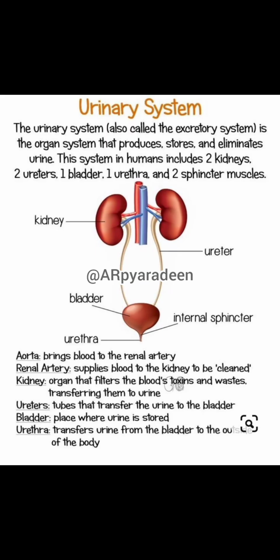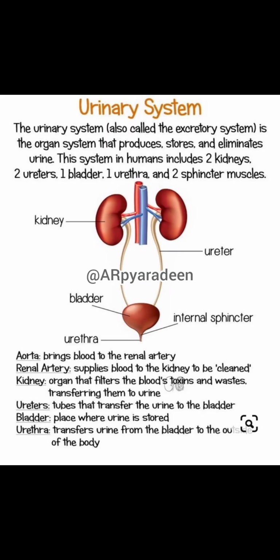So today we are going to learn about urine formation. Before that, I want to briefly describe the urinary system. The urinary system, also called the excretory system, is the system that produces, stores and eliminates urine. This system in humans includes two kidneys, two ureters, one bladder, one urethra, and two sphincter muscles.